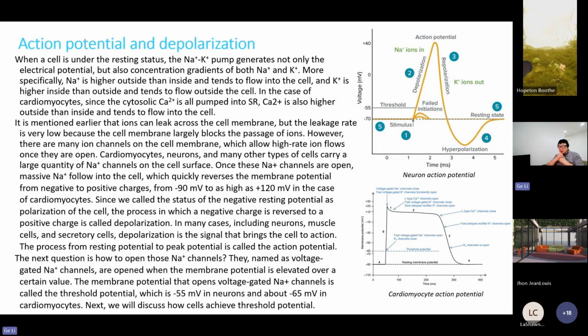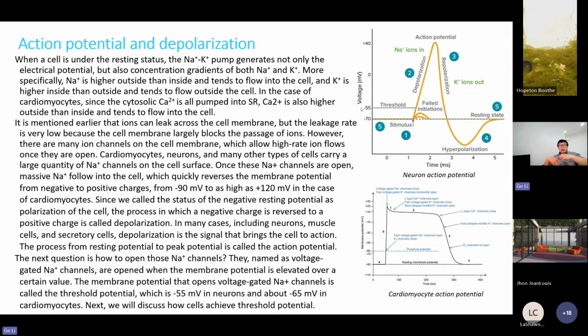When the cell is activated, this is the membrane potential. This is the action potential of a neuron. This is the action potential of cardiomyocytes. In both cases, when the cell needs to be activated, this membrane potential rapidly goes way up to the top. It used to be negative, and this status, when a cell has a negative membrane potential, we call it polarization.